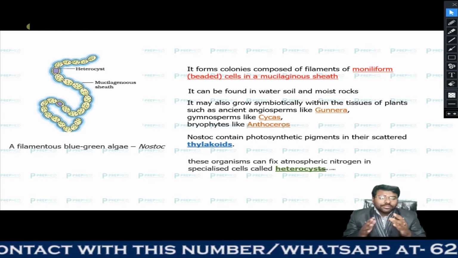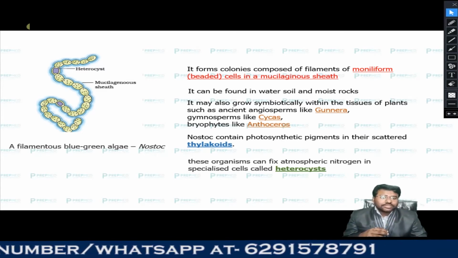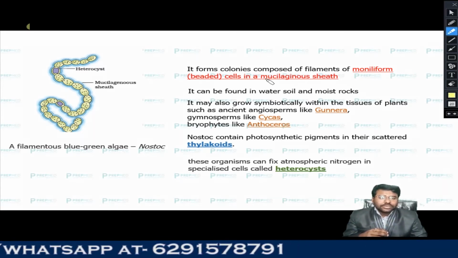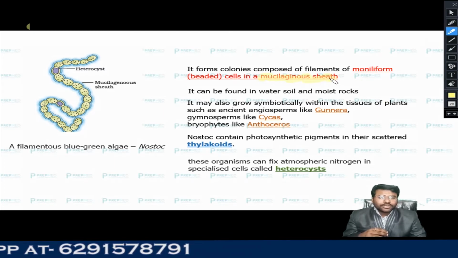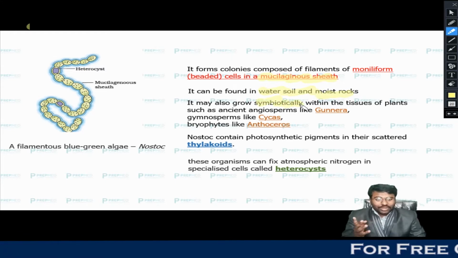So what are the important points regarding this? First of all, there is a mucilaginous sheath. This is a very important point. Next, it is found in water, soil and moist rocks. Very important. And it may grow symbiotically. Why?